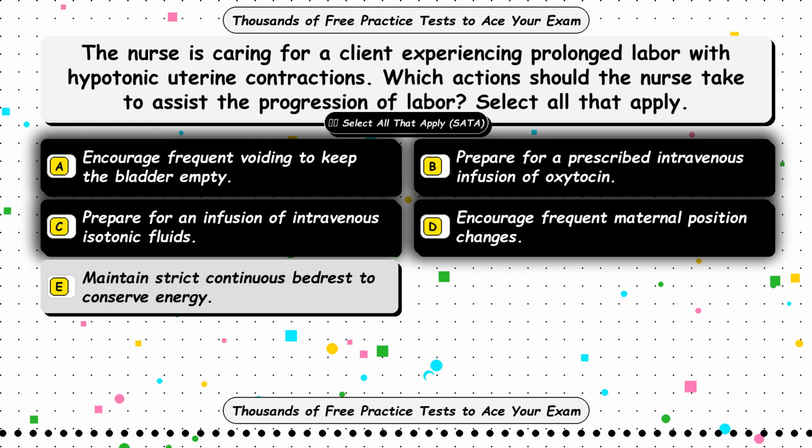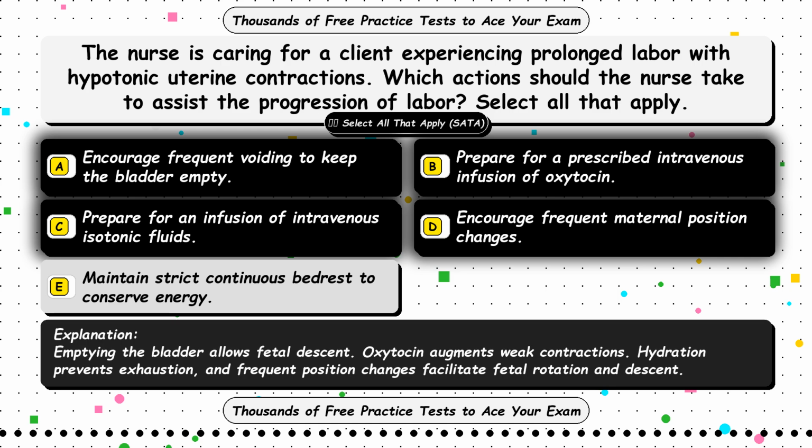The correct answers are options A and B and C and D. Encourage frequent voiding to keep the bladder empty. Prepare for a prescribed intravenous infusion of oxytocin. Prepare for an infusion of intravenous isotonic fluids. Encourage frequent maternal position changes. Emptying the bladder allows fetal descent. Oxytocin augments weak contractions. Hydration prevents exhaustion, and frequent position changes facilitate fetal rotation and descent.